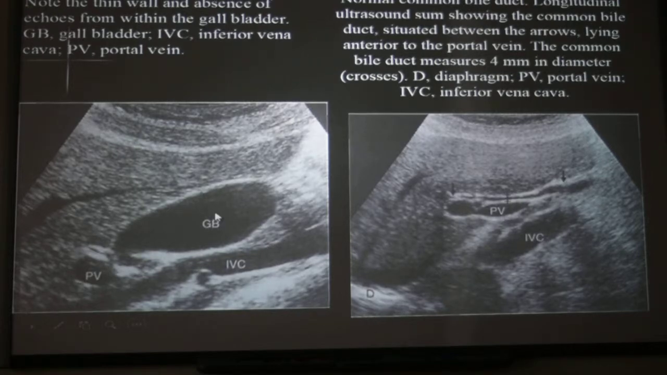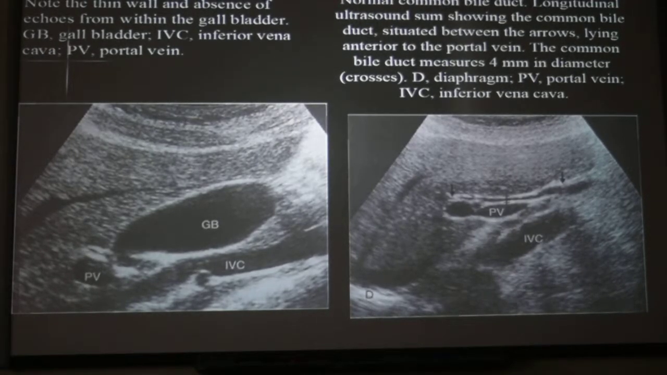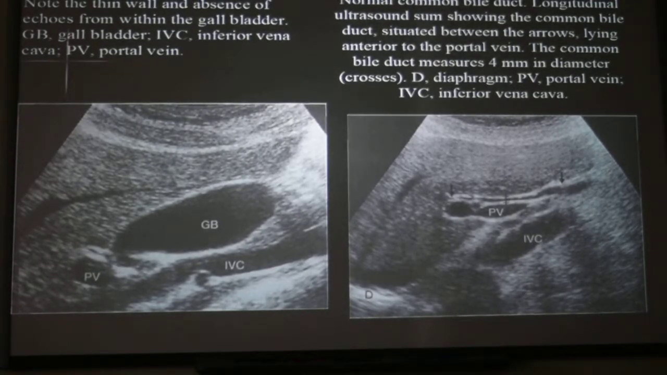So how do you identify CBD? First, look for the neck region. Why? Because the neck has the cystic duct, and the cystic duct attaches to the common hepatic duct, and where the common hepatic duct attaches distally, it is called the common bile duct. Remember your anatomy? The cystic duct attaches to the common hepatic duct, and then it forms the common bile duct. So you will find the common bile duct very much near to the neck of the gallbladder.